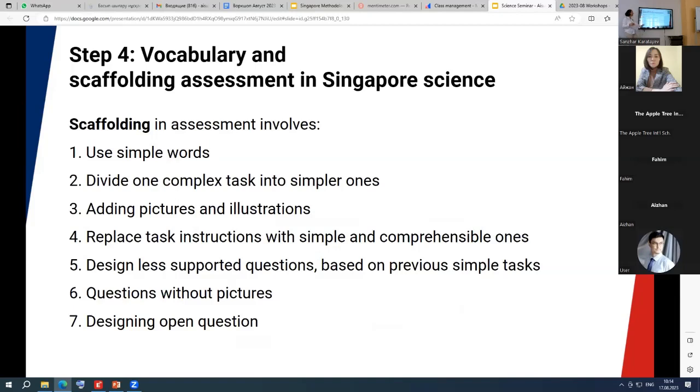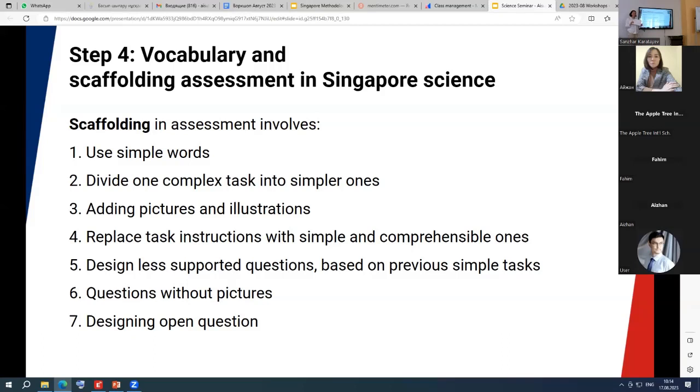So these are the main tools. Using simple words, because if you read, there are very complicated academic phrases. Replace them with simple words. Divide one complex task into simpler ones. If you see, the first task is this big. It's quite complicated just to understand how to answer, right? Because we have 1, 2, 3, 4, and A, B, C, D, right? So how to divide it?